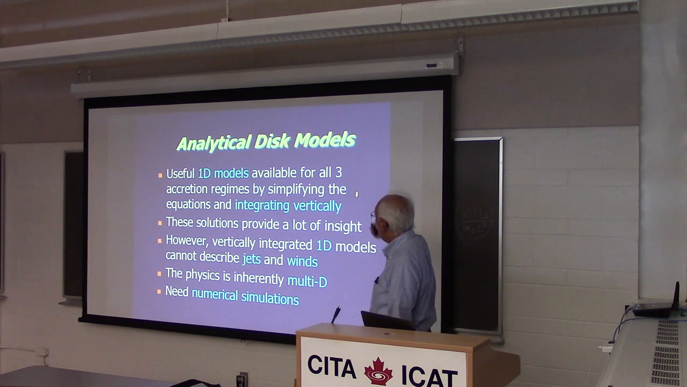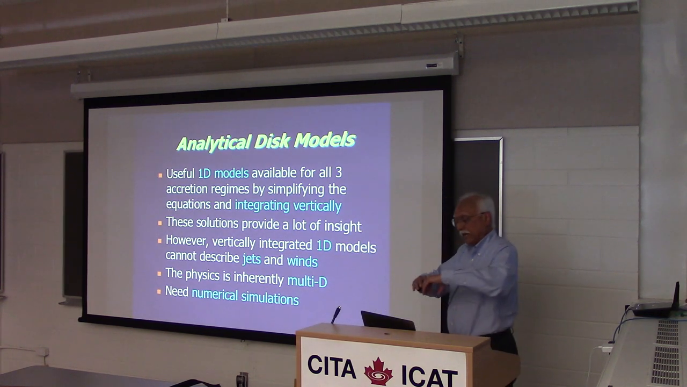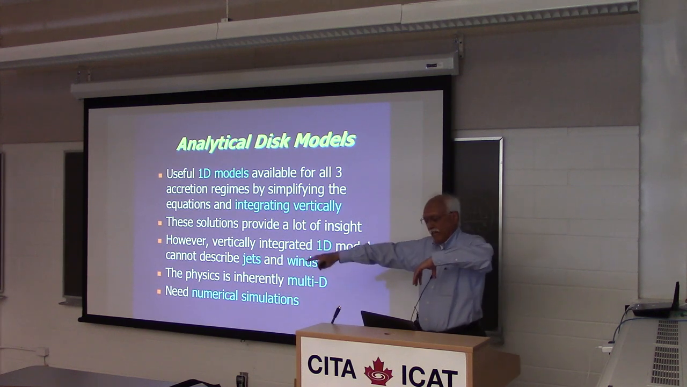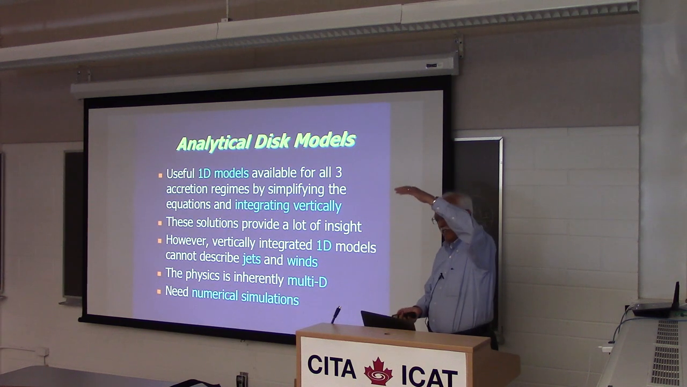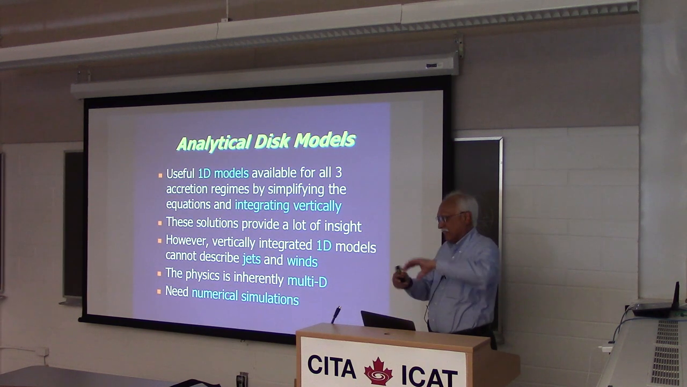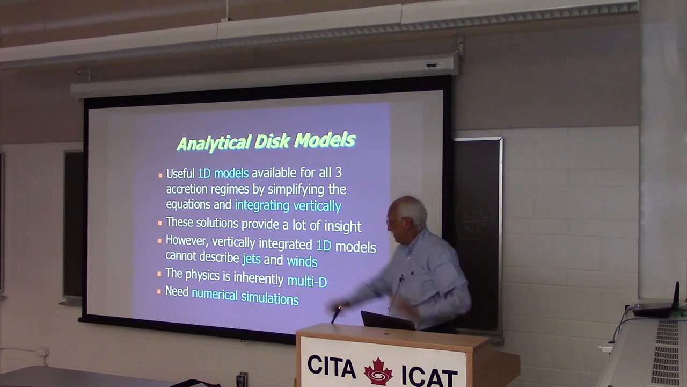They're typically 1D models, which means you're only looking at how properties vary as a function of radius. You assume axisymmetry, you forget about the vertical structure, essentially you integrate out the vertical structure and just look at things as a function of radius.